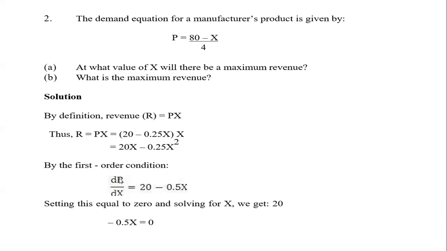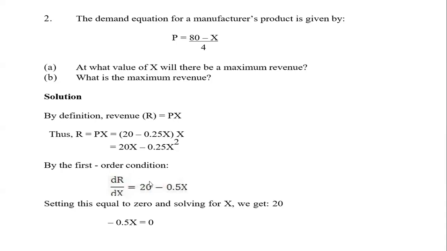Now, if you differentiate R with respect to x, the 20x becomes 20. If you differentiate 0.25x squared, the 2 will come and multiply the negative 0.25. That gives you negative 0.5. Then you subtract 1 from the power of x, and you are left with x to the power 1. So it becomes 0.5x. This is the first derivative, per the first differential condition or first order condition.